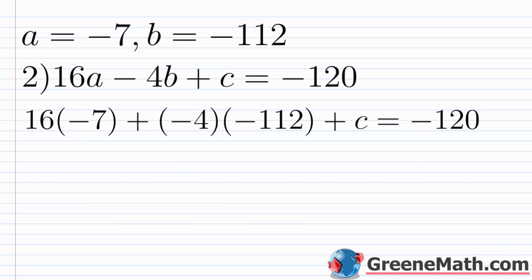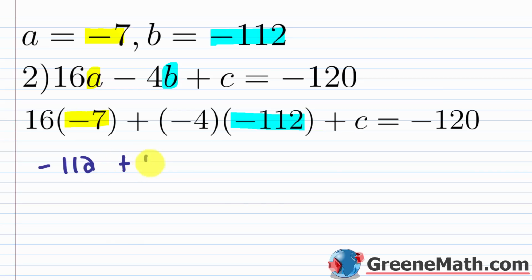So now we can pick either equation number 1, equation number 2, or equation number 3, whichever one you want to work with, and we can plug in for a and b and figure out what c is. We know that a is -7, so that gets plugged in right there. And then let me switch colors here. We know that b is -112, so that ends up right here. All right, so going through and simplifying, 16 times -7 is -112, and then -4 times -112, that's 448.